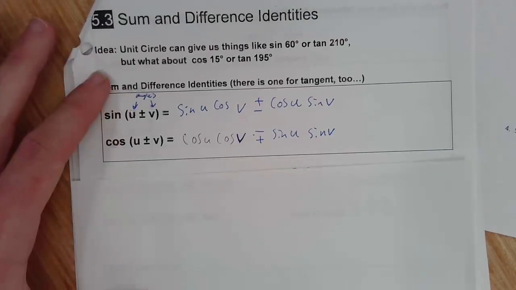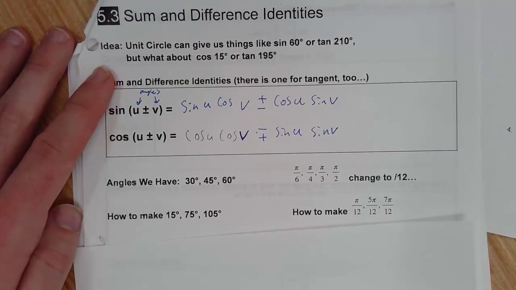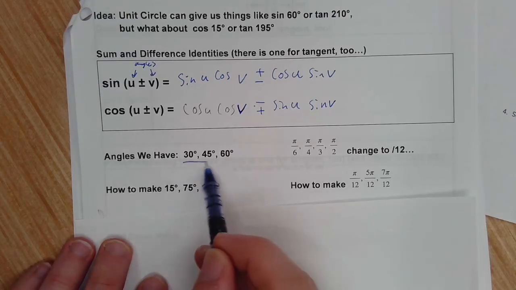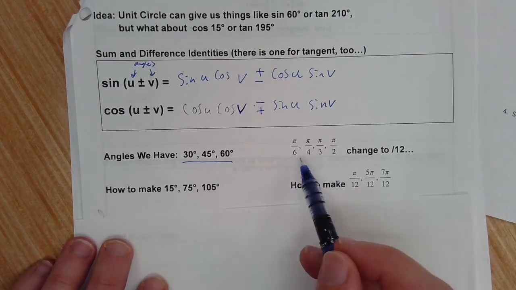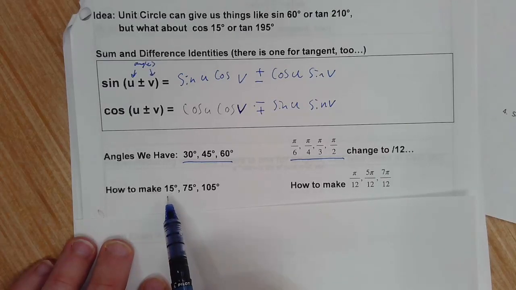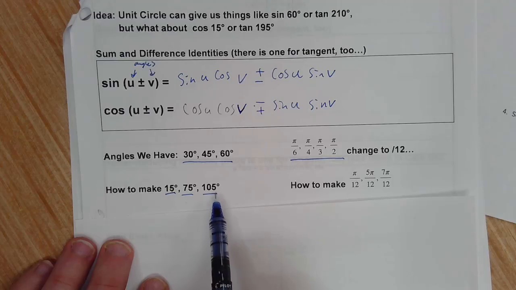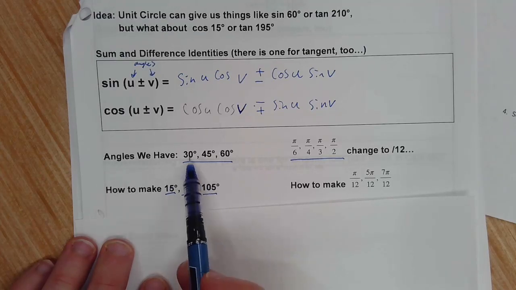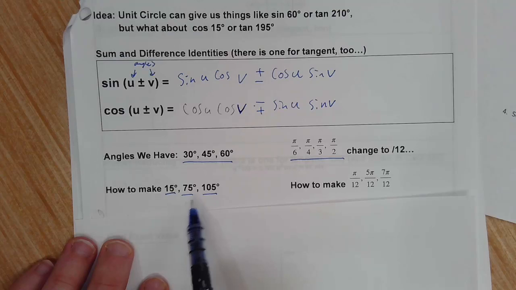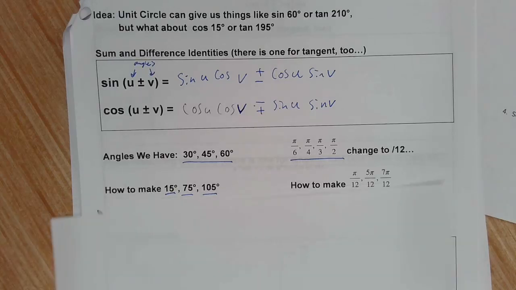So, moving down, like I was saying, in the unit circle, we know these angles: 30, 45, 60. We know these angles: pi over 6, pi over 4, pi over 3, pi over 2. However, if we want to find 15, 75, or 105, those are not on the unit circle. But if we can combine these angles to make one of these angles, then we can find it even without a calculator. So let's choose one of these. How about 75?